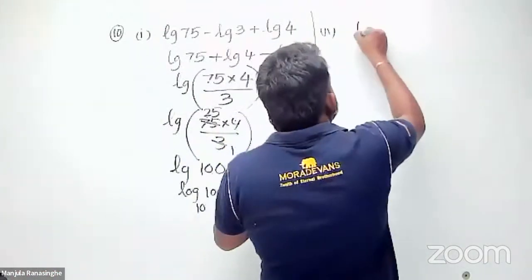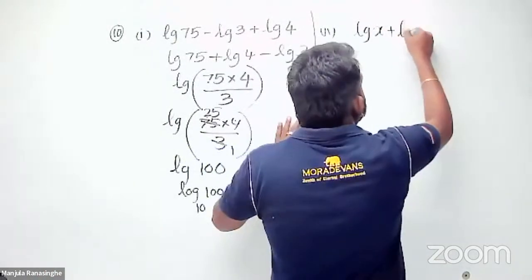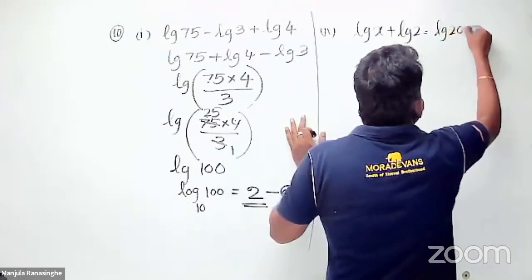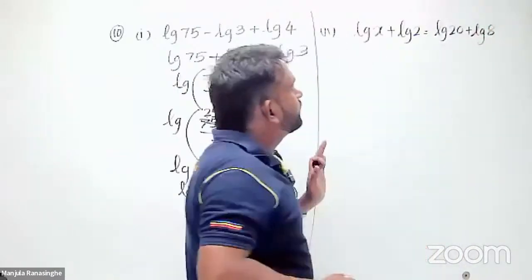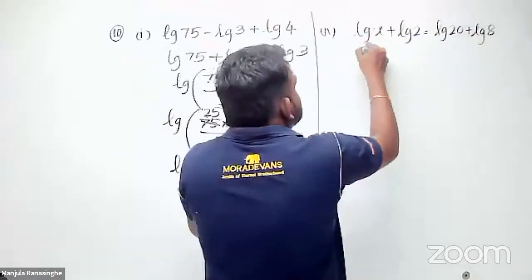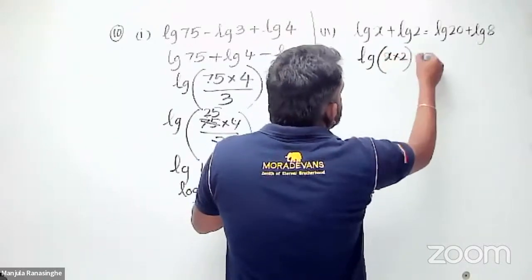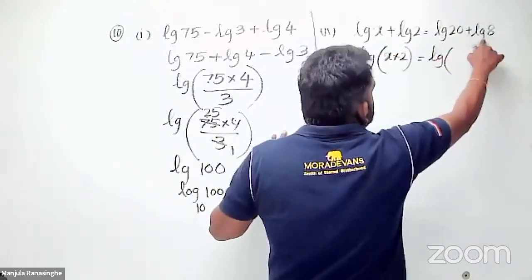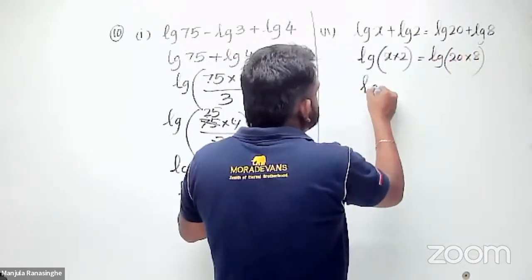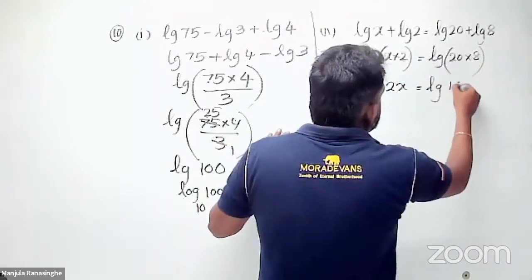So the second part: lg x plus lg 2 equals lg 20 plus lg 8. Now, log addition, how to write? Log multiplication. You write lg x plus lg 2 as x into 2, equal to lg 20 plus lg 8 as 20 into 8. Now I can write lg of x into 2, meaning 2x, equal to lg of 20 into 8, meaning 160.